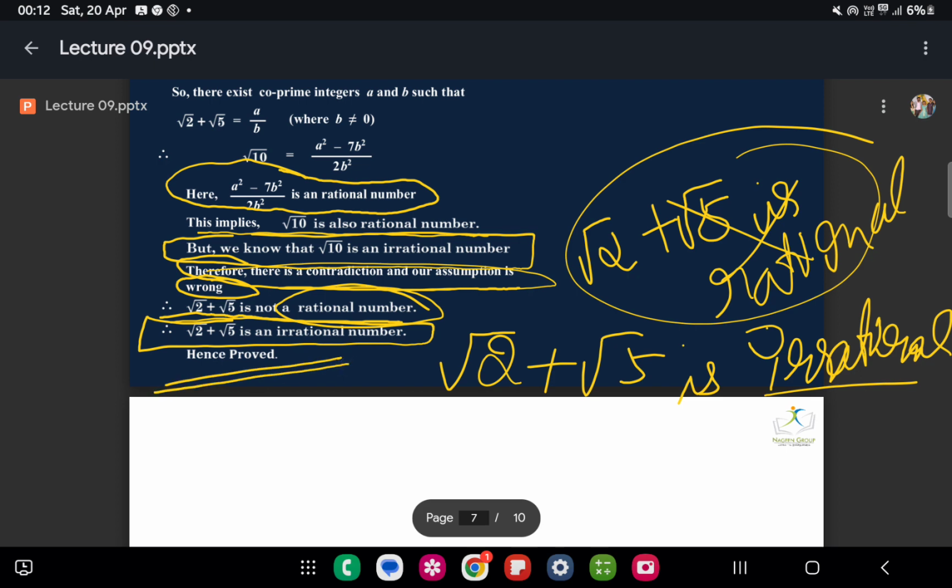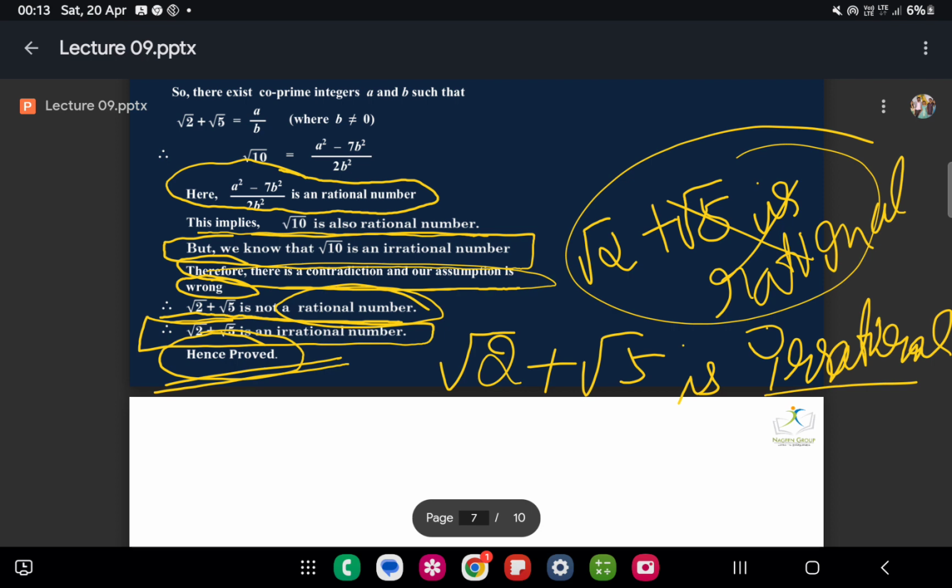Hence proved, or hence it is proved. At the end of this one, these are the words we have to write, hence proved. Then only it is concluded or ended here. So it is also a very important problem. You should not forget to do this problem.